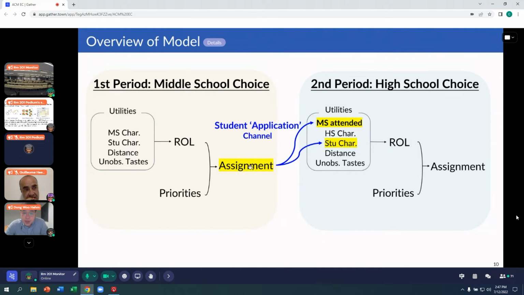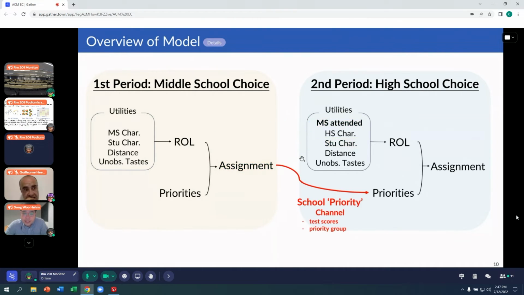Next. That was about the application channel. And the second one is what we call the priority channel. Namely, depending on the middle school they attend, students may have different priorities at each high school, impacting their admission probabilities at high schools. First, again, by attending different middle schools, students may have different test scores, and this may impact their admission probabilities at high schools which use test scores for admissions.